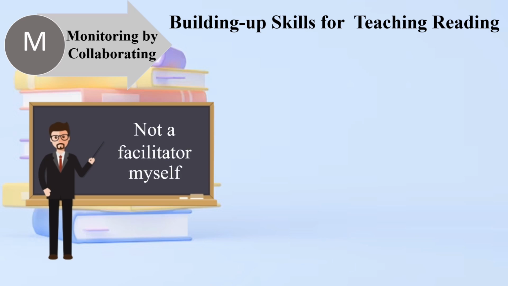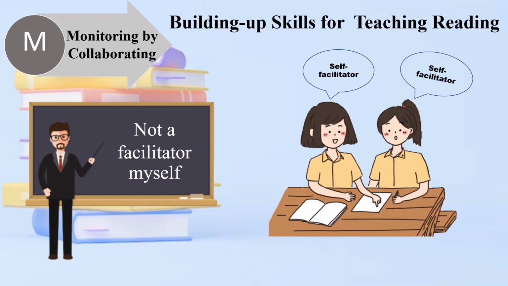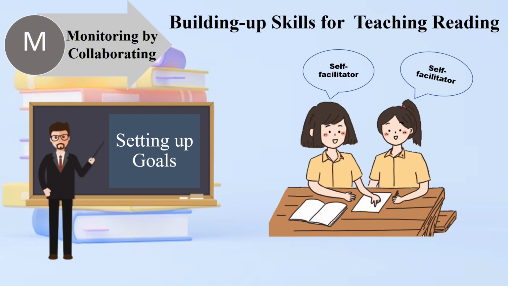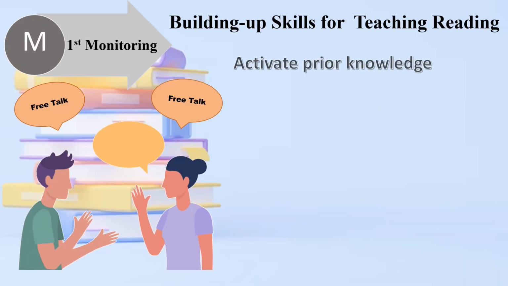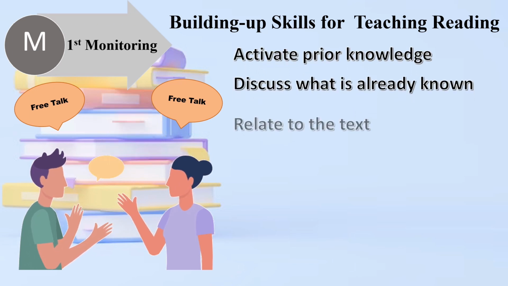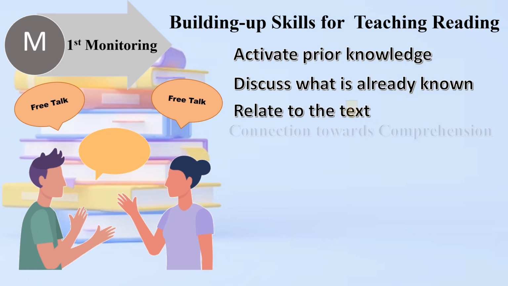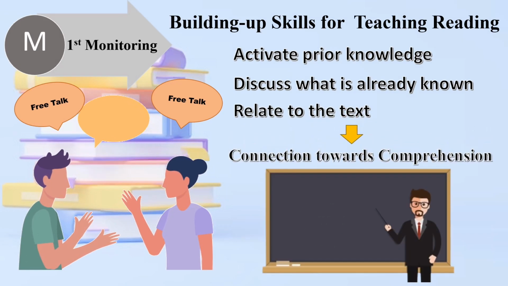Once planning and predicting are done, it's time for the M, monitoring. Monitoring in this teaching reading is not when I or any teacher is a facilitator. On the other hand, students themselves are their own self-facilitators. The role of the teacher is to set specific goals before students start reading, such as understanding the main idea, identifying key details, or making inferences. After setting up the goal, this leads to the first monitoring, which is a free talk. Students should be encouraged to activate their prior knowledge specifically related to the topic, discuss what they already know and how it relates to the text they are about to read. Activating prior knowledge helps in making connections and enhancing comprehension.